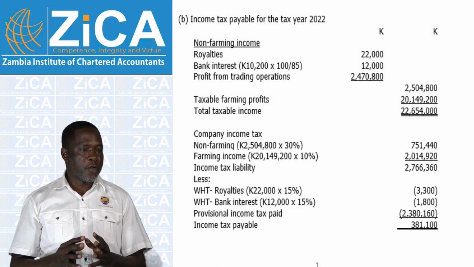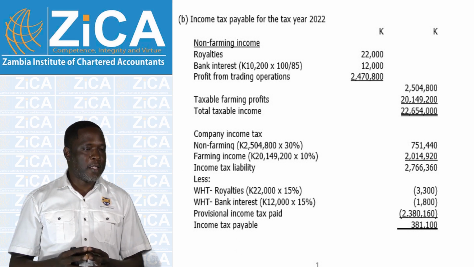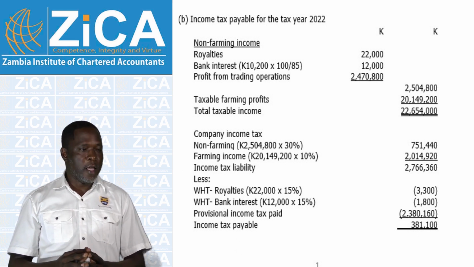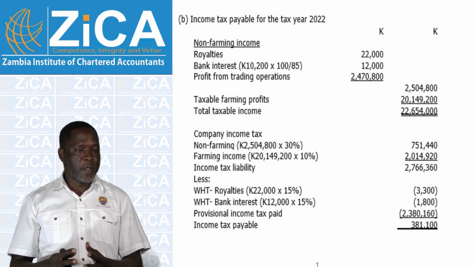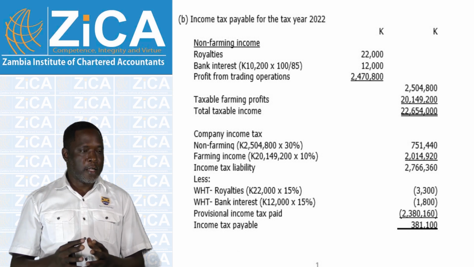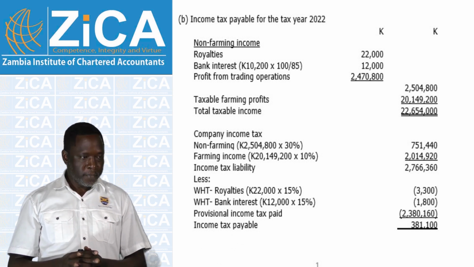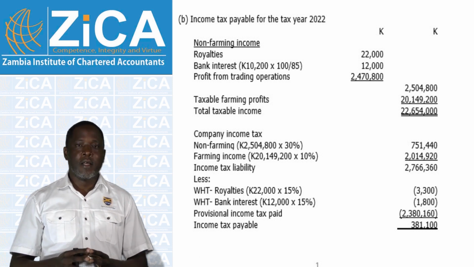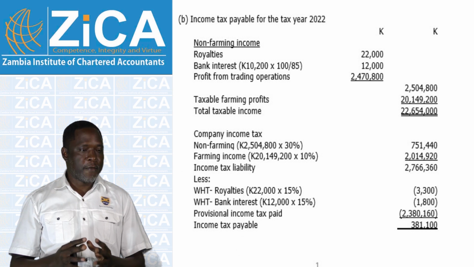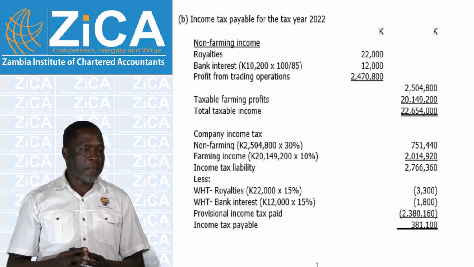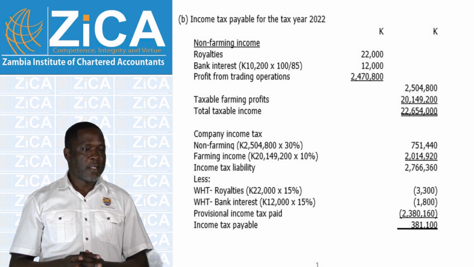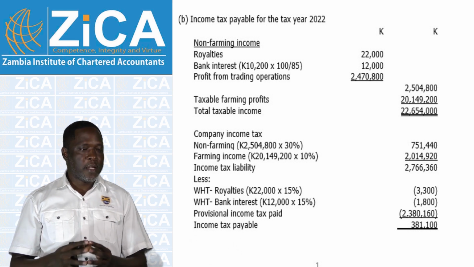After computing the total company income tax liability, in this case after you have added the income tax on the non-farming income, which is the investment income, and after you have added the tax on the farming income at 10%, which translated to 2,014,920, and you add the company income tax on the non-farming income, which was 751,440, the total tax liability for this company is 2,766,360.